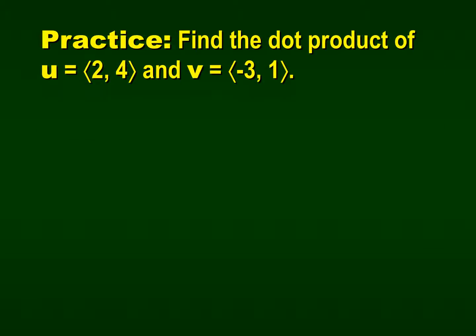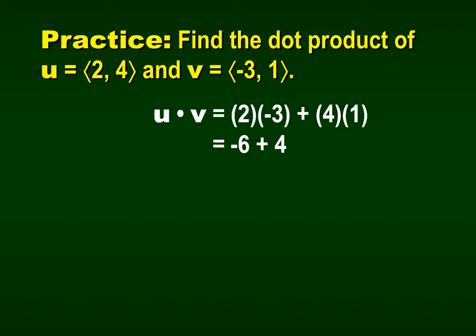So we're going to do the same vectors using this definition. That means we're going to do a and c, so 2 times negative 3, and then plus b and d, so 4 times 1. So 2 times negative 3 is negative 6, 4 times 1 is 4, so we get negative 2, which makes sense because it's supposed to be the same.